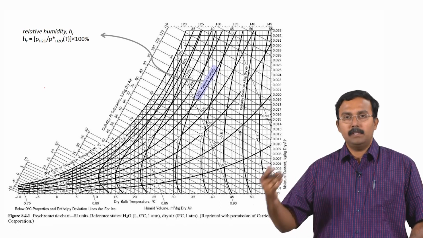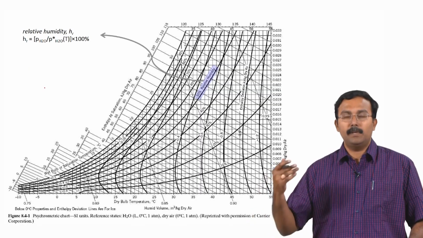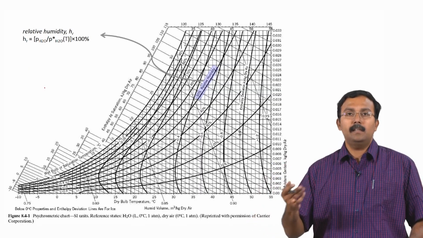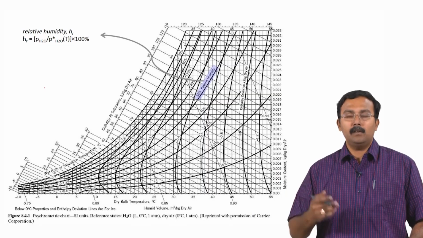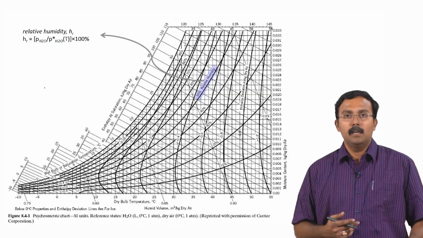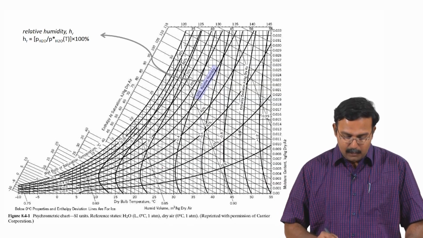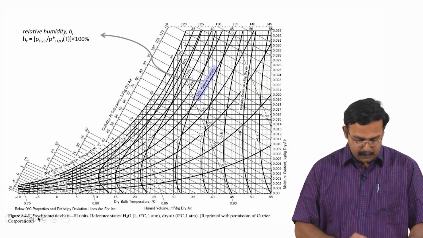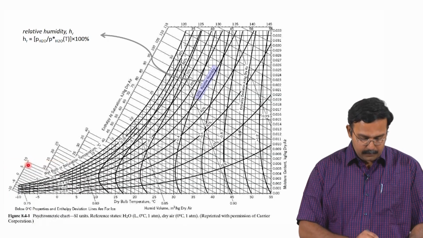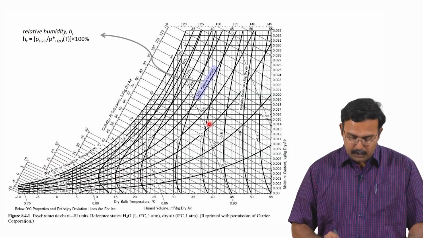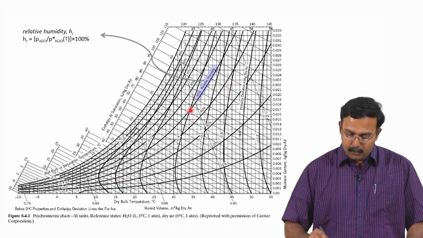So, if we assume the saturation partial pressure to be 100%, then the relative humidity would be calculated using that as the basis. So, here you have different things. The relative humidities are marked not as straight lines, but as curves. What you see here, these curves, are the relative humidities.